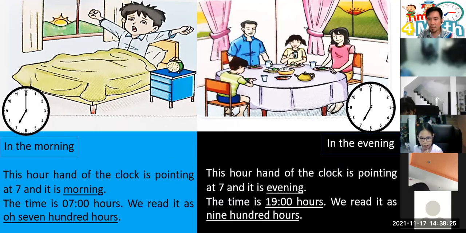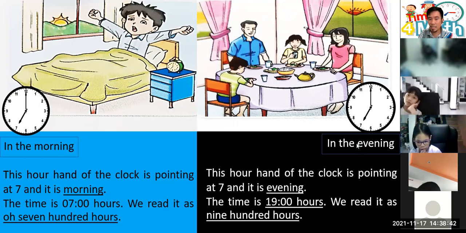And here on the other side, the hour hand of this clock is pointing at 7 and it is evening. So the time here is 1900 hours. Why 19? We count here in the morning 12, that's AM. There are 12 hours in AM and 12 hours in PM.